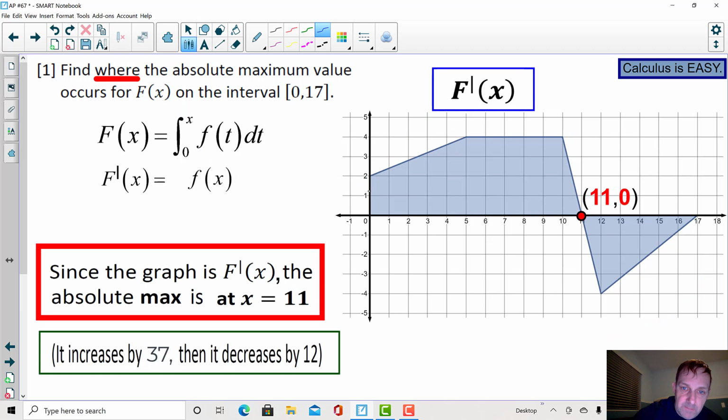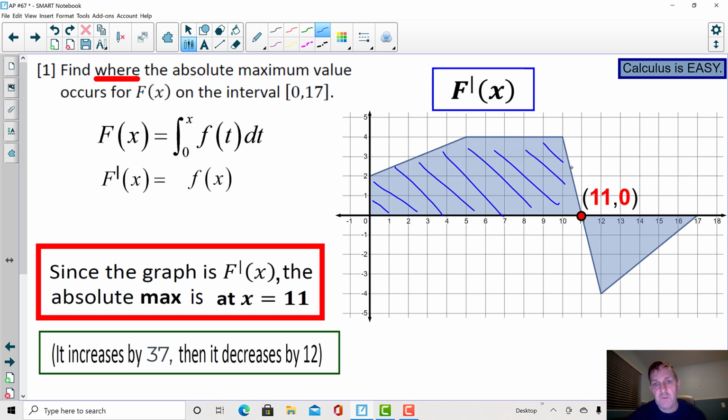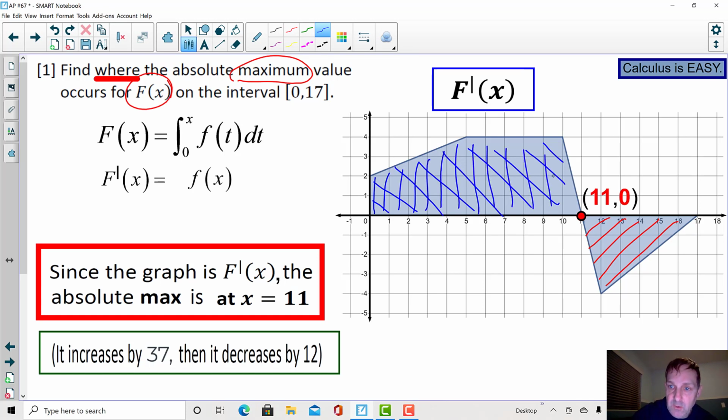So anywhere this graph is above the x-axis, that means our capital F is going to be increasing. So our capital F is going to be increasing in that blue region. And anywhere our derivative is negative, so anywhere our graph is below the x-axis, that's where our capital F is going to be decreasing. Again, we are looking for the maximum for capital F. So our capital F is going to be increasing all the way until you get to the point x equals 11. At this point right here, capital F is going to start decreasing. And capital F is going to decrease all the way until you get to x equals 17.